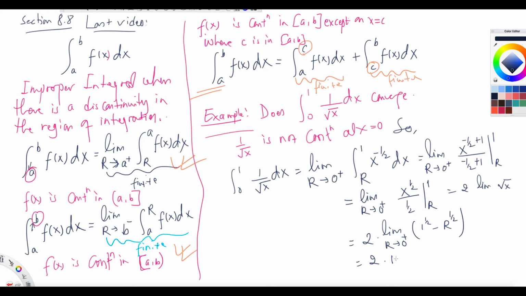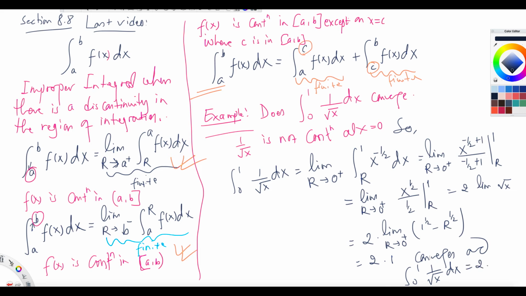Okay, so basically when r tends to 0 plus, this is a finite number. That means it converges, and the value of the limit is basically 2. That's what we get. Okay, so it converges, and the value of the integral from 0 to 1 of 1 over root x dx is basically 2.